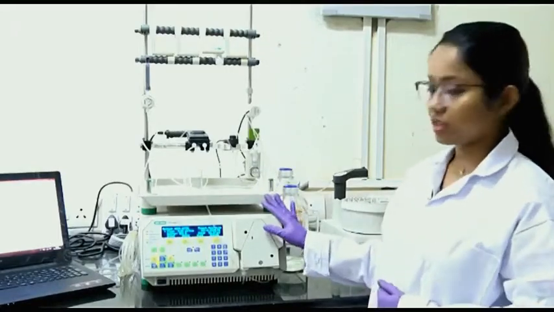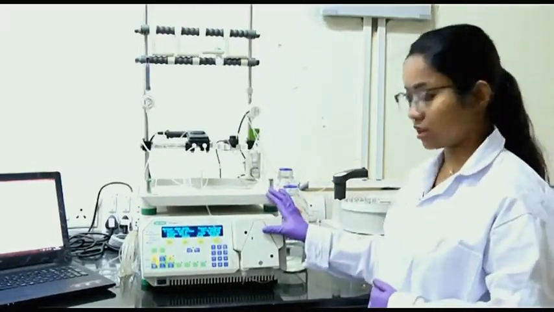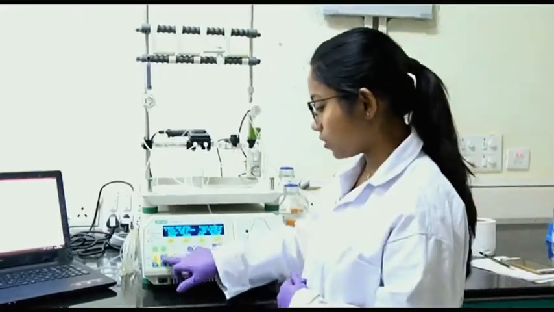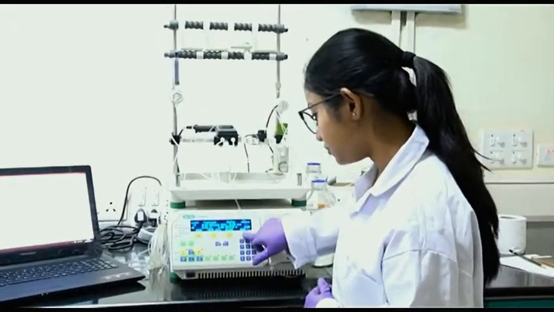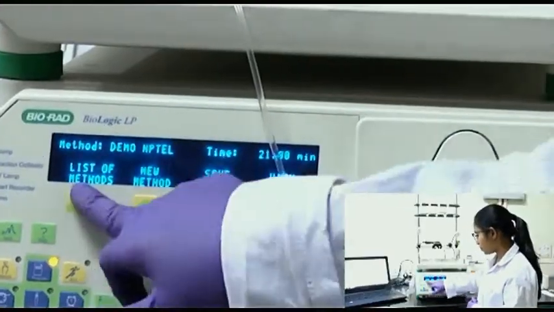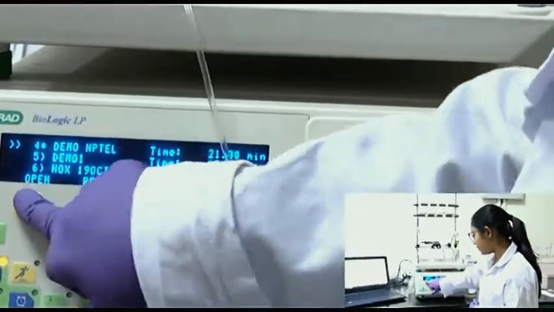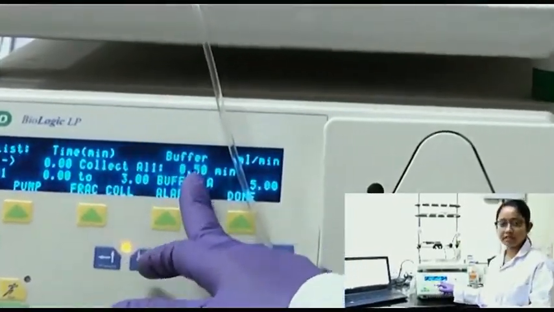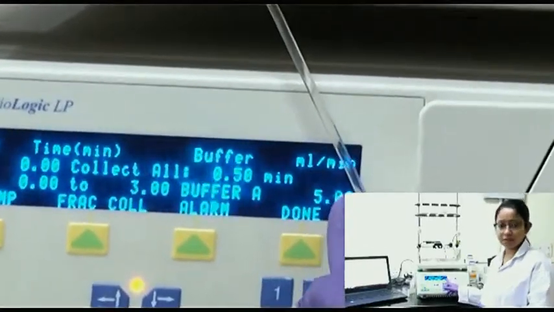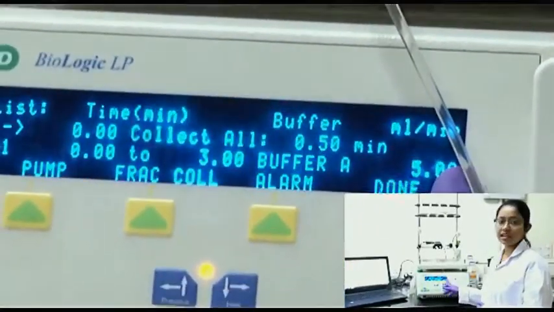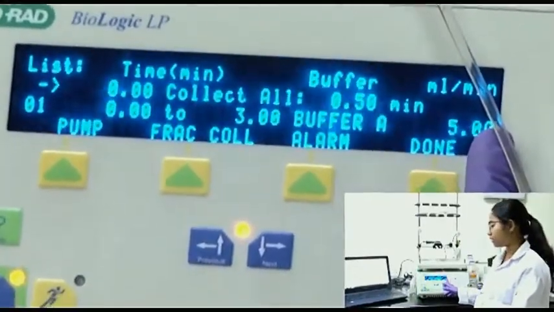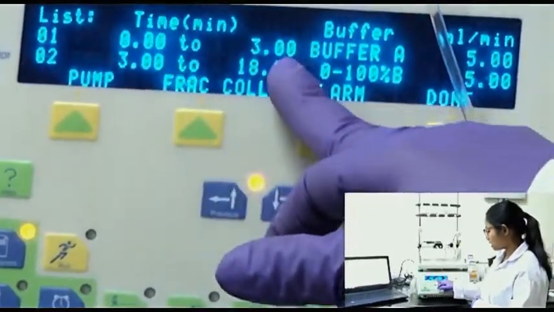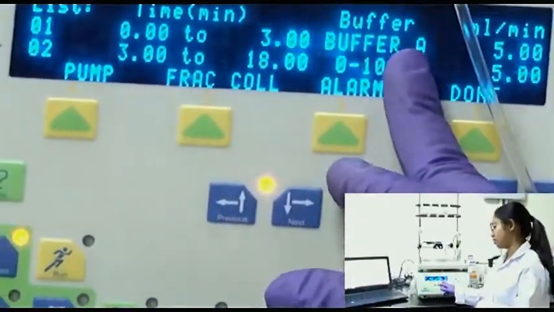Now I will run a particular program. Right now I am running this manually, 5 ml per minute of only buffer A or B. Now I will select a particular program here. In this program, as I have selected, from 0 minute to 3 minute only buffer B will run at a flow rate of 5 ml per minute. That will ensure that any contaminating proteins are washed out from the column and only my protein is present. At the next step, from 3 to 18 minutes, 0 to 100% B will be there.